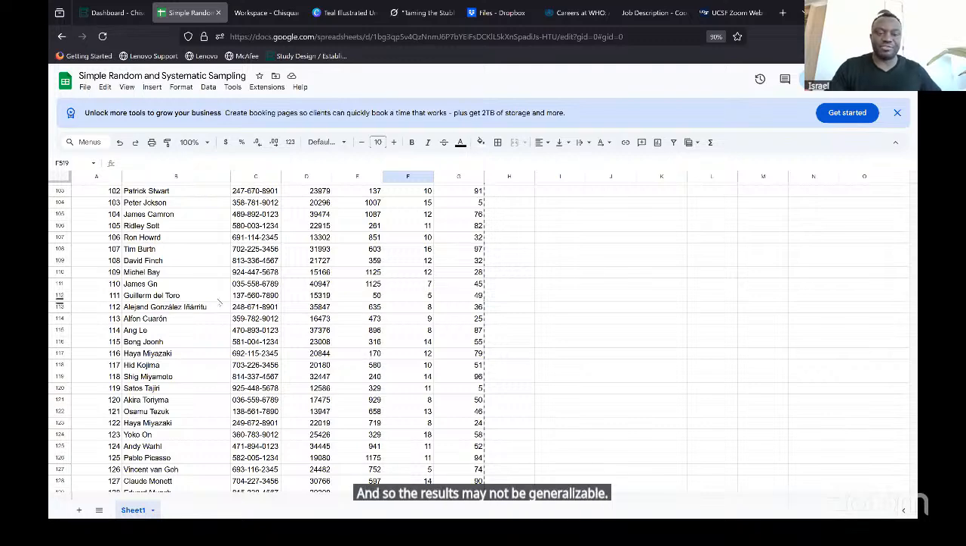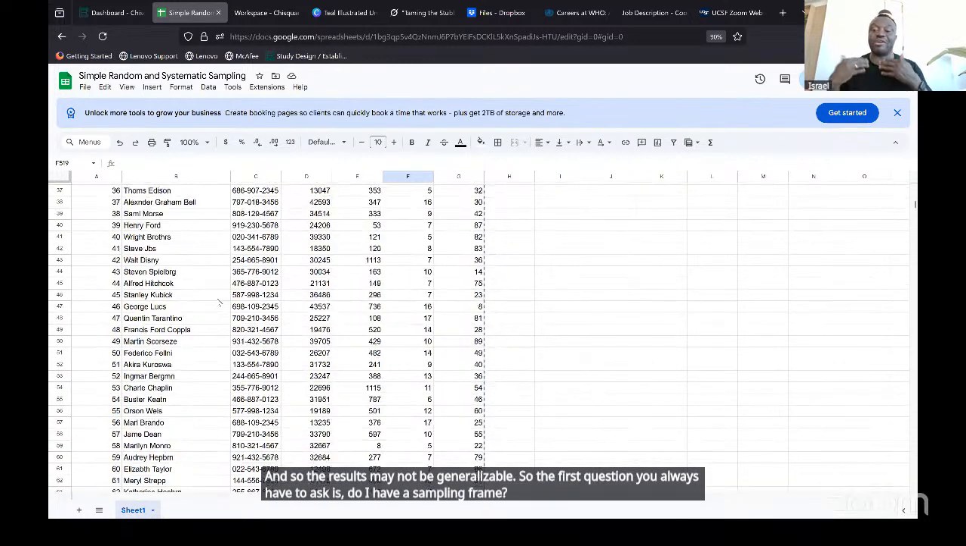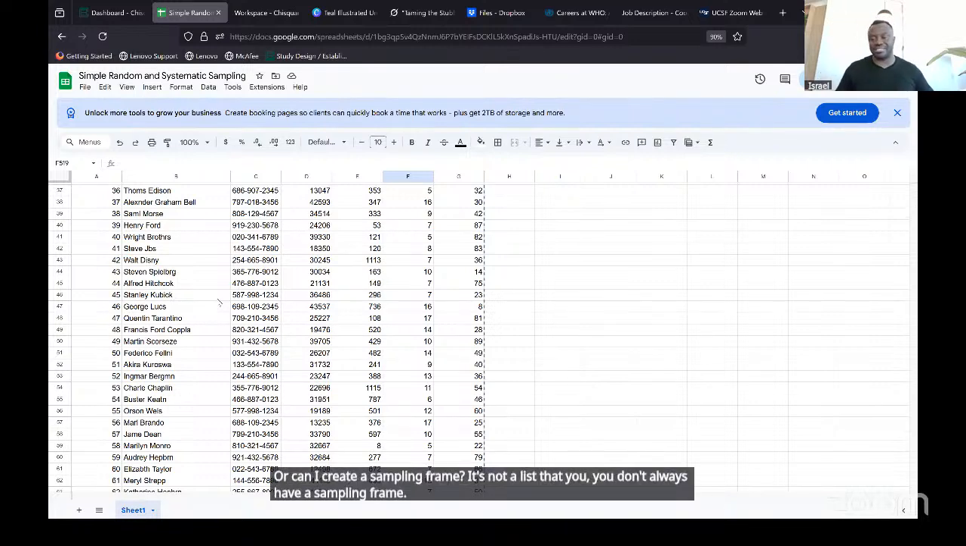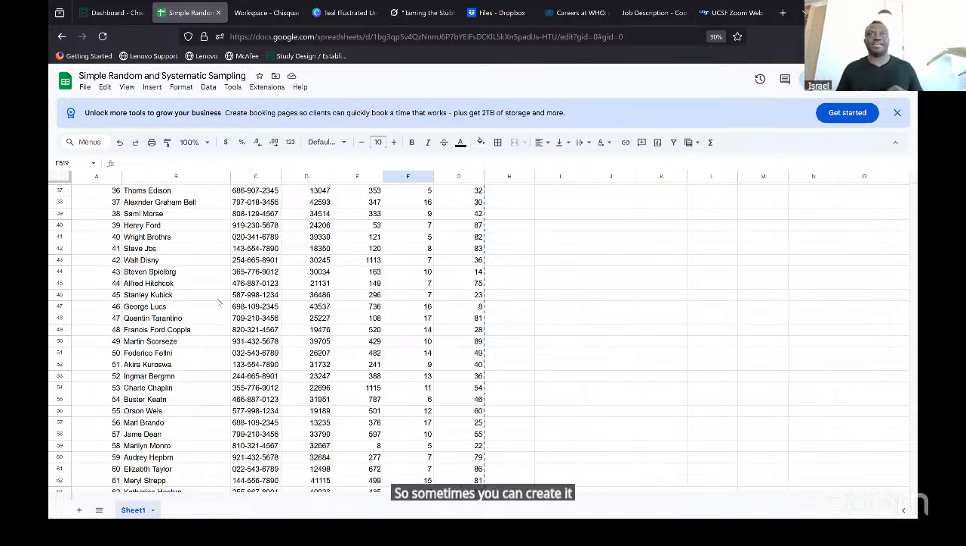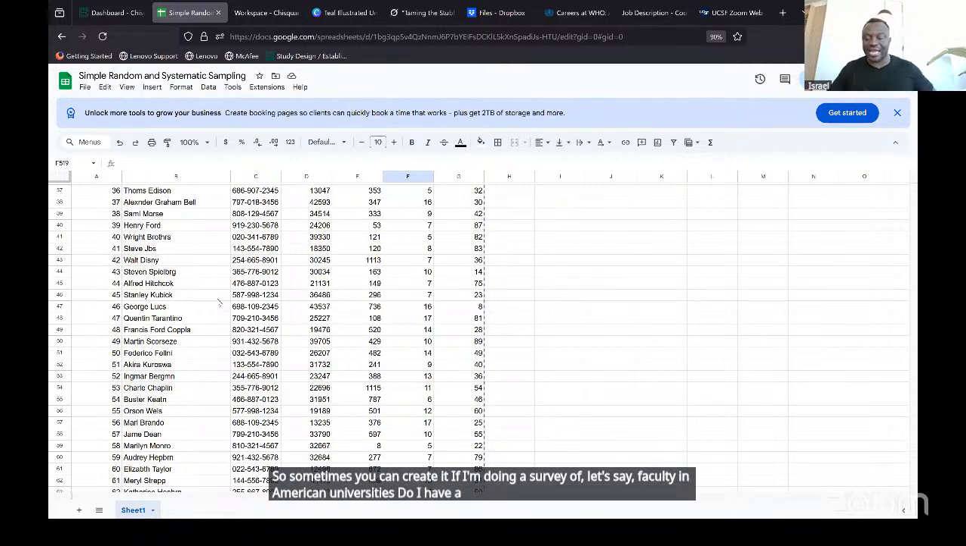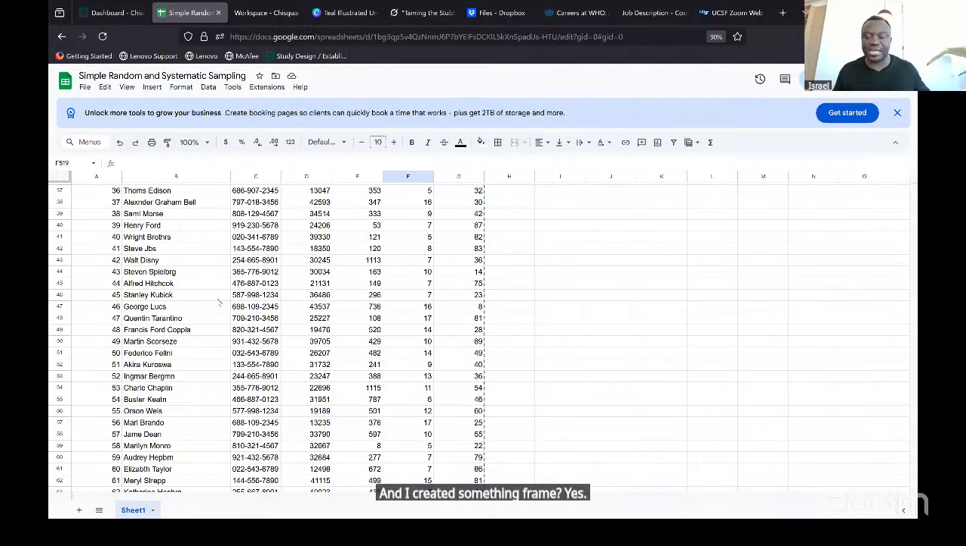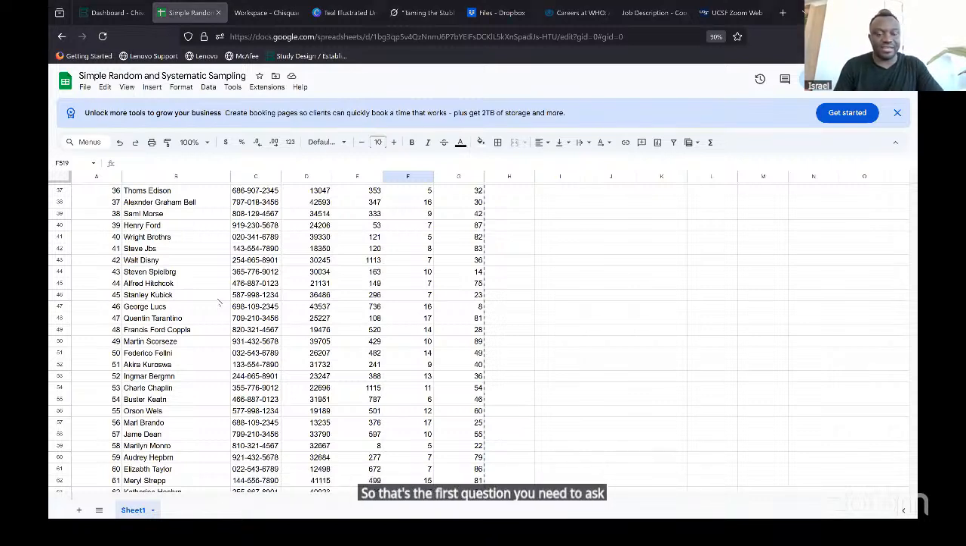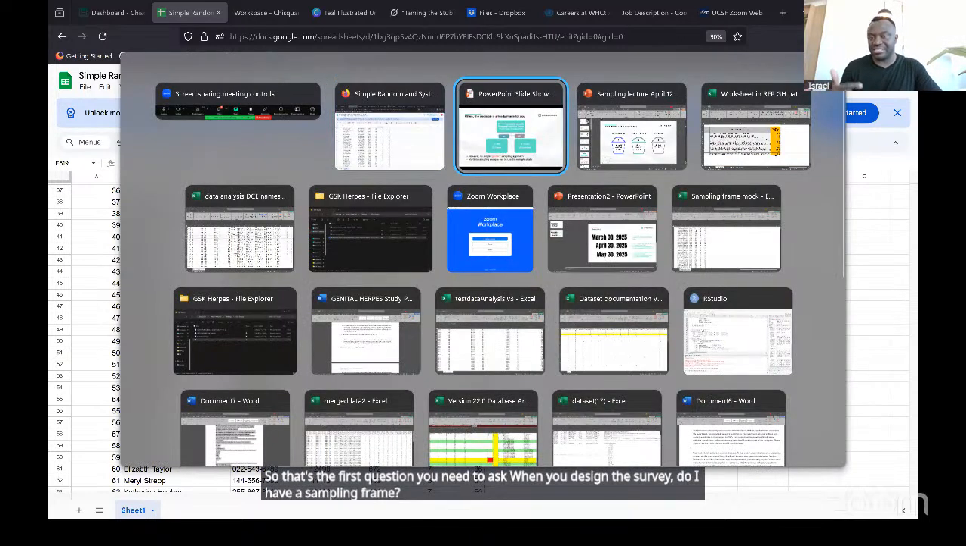So the first question you always have to ask is, do I have a sampling frame? Or can I create a sampling frame? You don't always have a sampling frame, so sometimes you can create it, right? If I'm doing a survey of, let's say, faculty in American universities, do I have a sampling frame? No. Can I create a sampling frame? Yes. I can easily write a Python script that will do web scraping and go to all of the universities' directories and harvest information on their emails and names from all of them. So I can create a sampling frame in that context, right? So that's the first question you need to ask when you're designing the survey. Do I have a sampling frame? Or if I don't, can I create one?